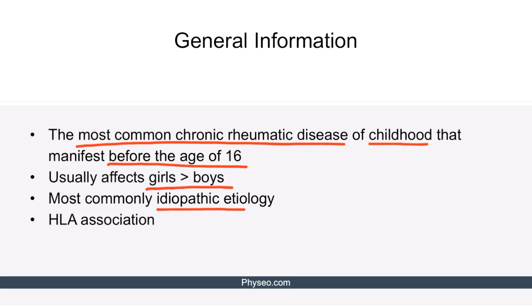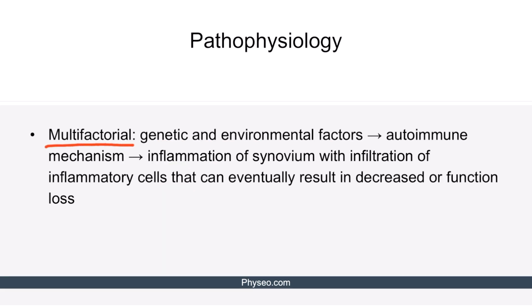It has an idiopathic etiology, although an immunological link with various HLA associations has been described. The disease is considered multifactorial, involving genetic and environmental factors. An autoimmune mechanism causes inflammation of the synovium with infiltration of inflammatory cells that can eventually result in decreased or loss of function of the affected joint.